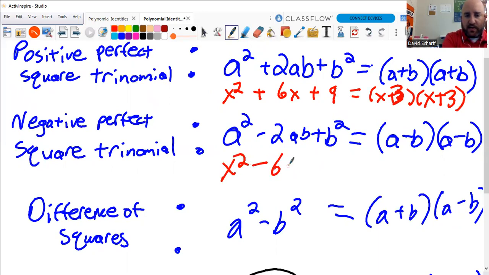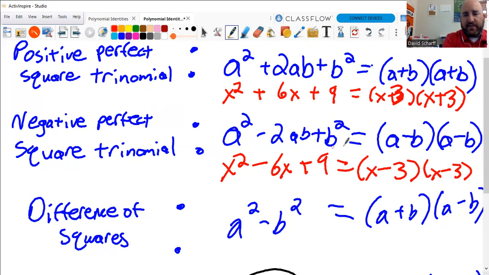Okay. So here, I could literally have the same thing, except 6 is negative. So I'm still saying, what do I multiply to get 9 that adds up to give me 6? It's 3. But now, since 6 is negative, I got to go x minus 3, x minus 3. So I don't even have to follow this identity, either of these identities, to get this. I could just do my regular factoring. What do I multiply to get 9 that adds up to give me 6?